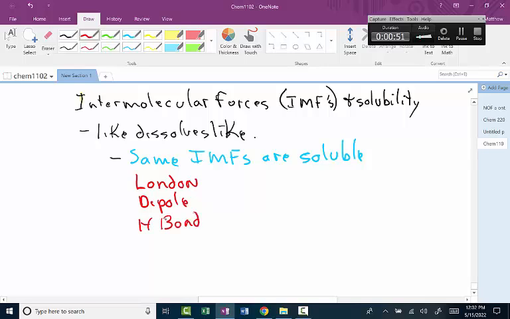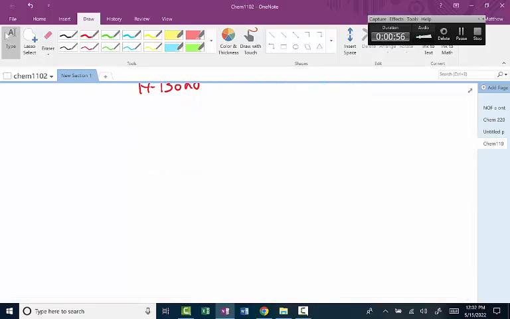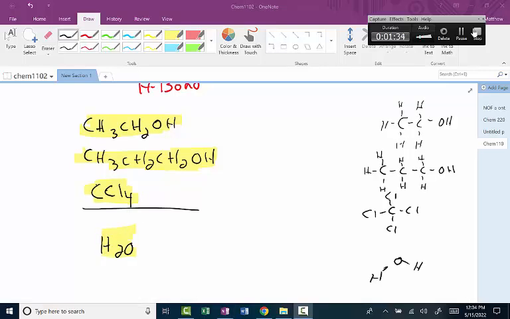And so to do this, you're going to have to be able to predict what type of intermolecular forces a compound has. So for example, I might ask which of these compounds are more soluble in water. Okay, so here's my four compounds: CH3CH2OH, CH3CH2CH2OH, and CCl4 and H2O. I should give the Lewis dot structures for these. There's the Lewis dot structures over to the right. And so we'll start talking about what intermolecular forces they have.